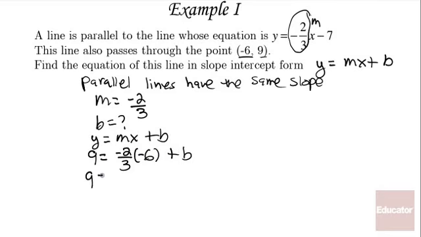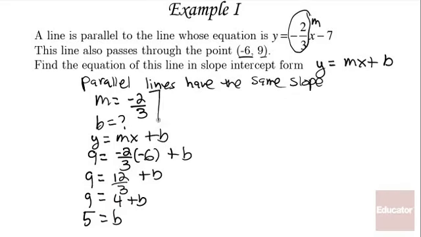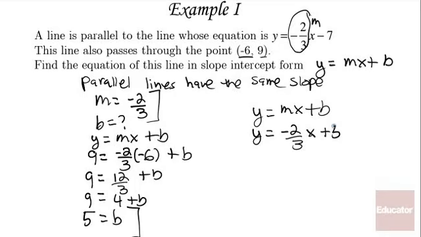So 9 equals 12 thirds plus b. Wait, that is 4 plus b, so 9 equals 4 plus b. Now I'm just going to go ahead and subtract 4 from both sides, and that tells me that b equals 5. So I've got my m, and I've got b, so I can put this into this equation. y equals minus 2/3 x plus 5.